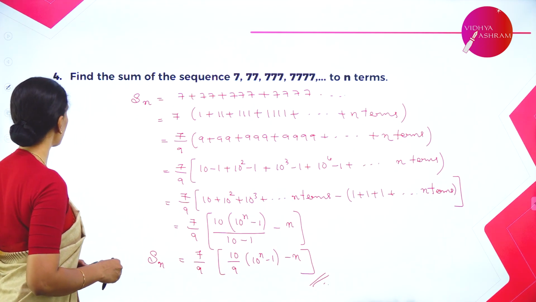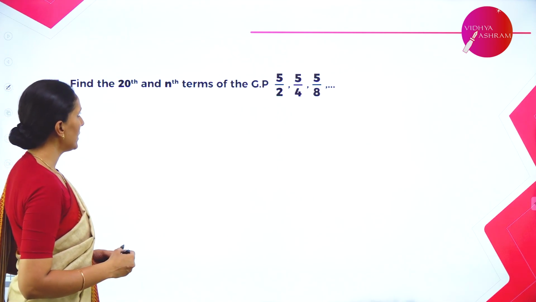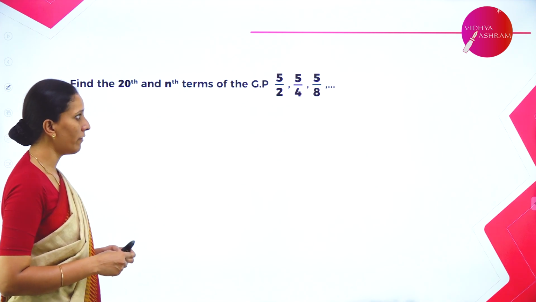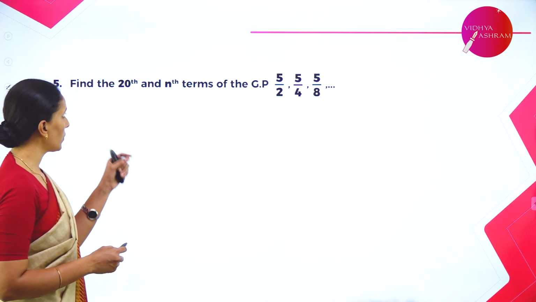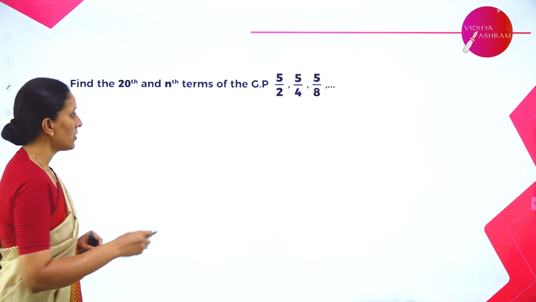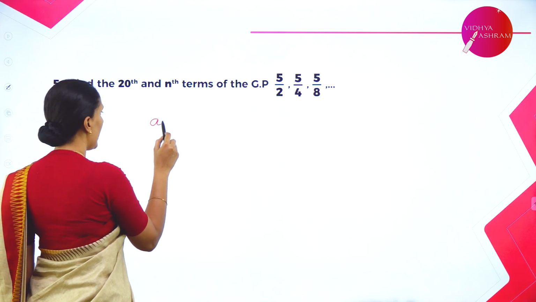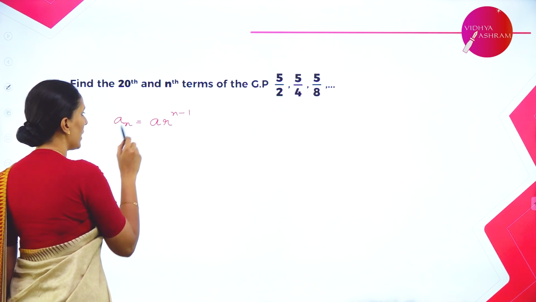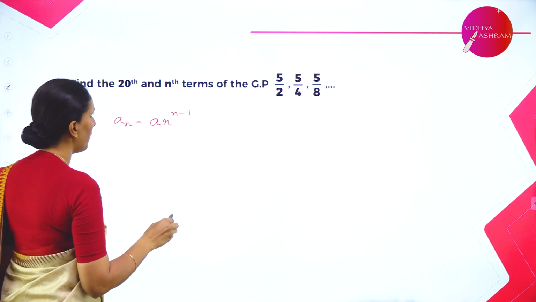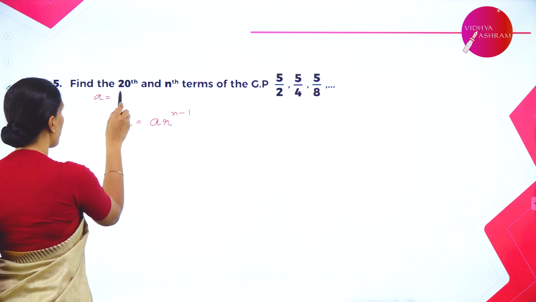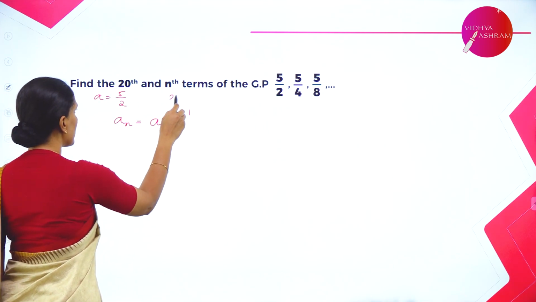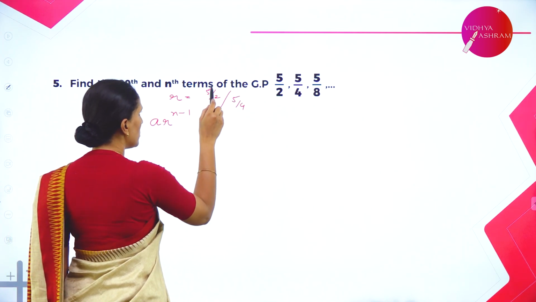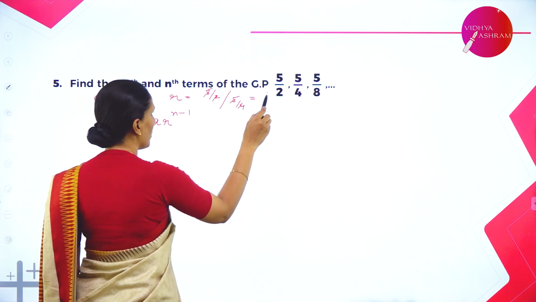Next one. Find the 20th and the nth term of the GP 5 by 2, 5 by 4, 5 by 8. So we need to find out the 20th and nth term. The general formula is a_n equal to A r to the power n minus 1. The first term A is equal to 5 by 2. R is 5 by 4 divided by 5 by 2, so we'll get the value as 1 by 2.